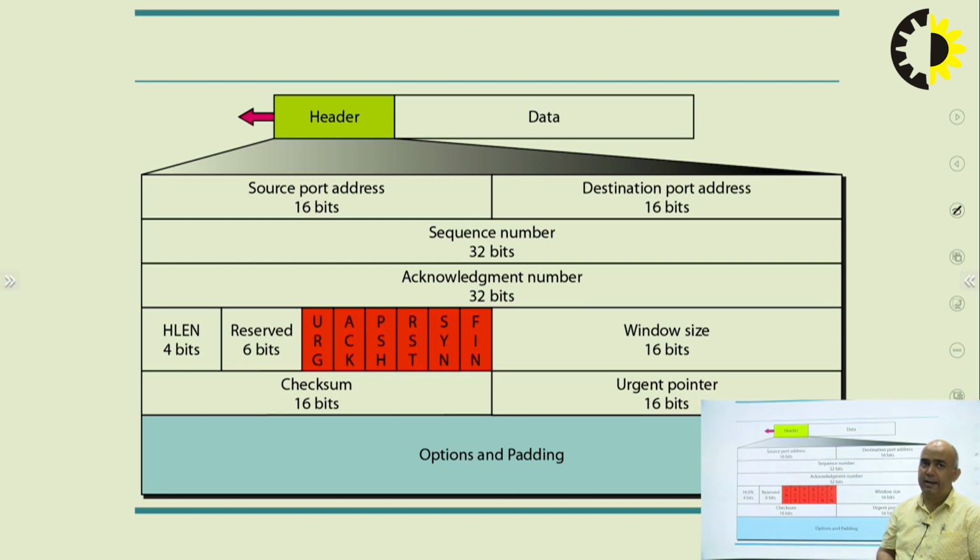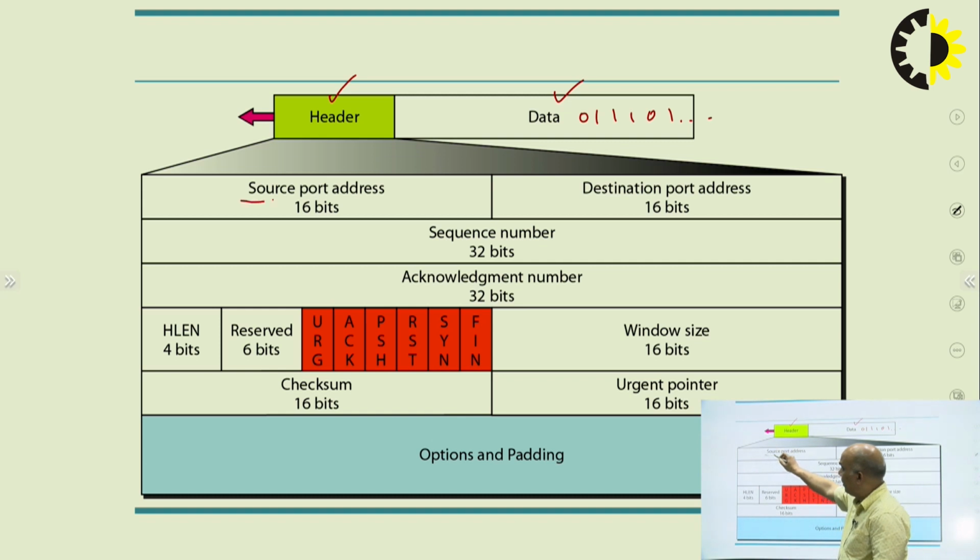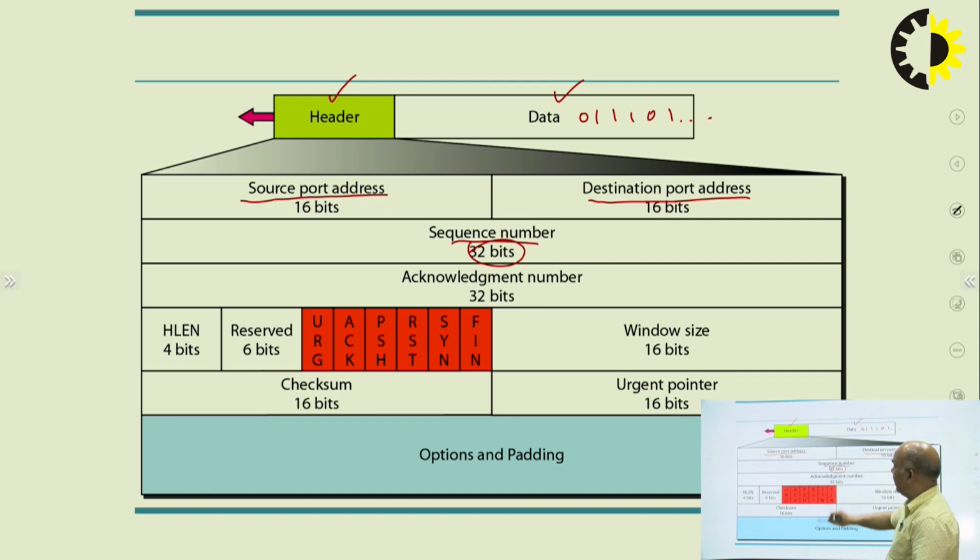So, this is a header, and this is the data, which is attached in the form of bits like 0, 1, 1, 0 and so on. Here we initially define the source port number and the destination port address. These two are 16 bits each. Then we have a sequence number, which is 32 bits. Then we have an acknowledgement number, which is again 32 bits.